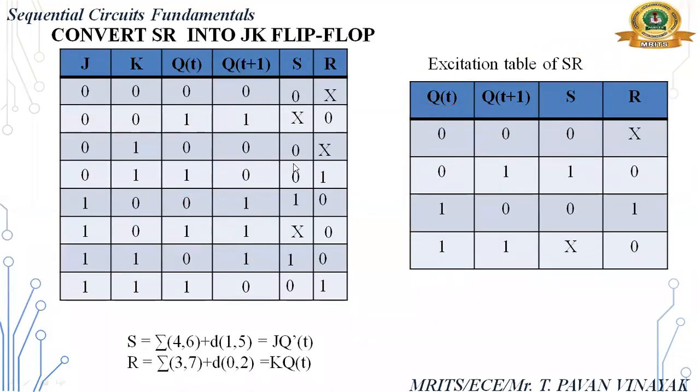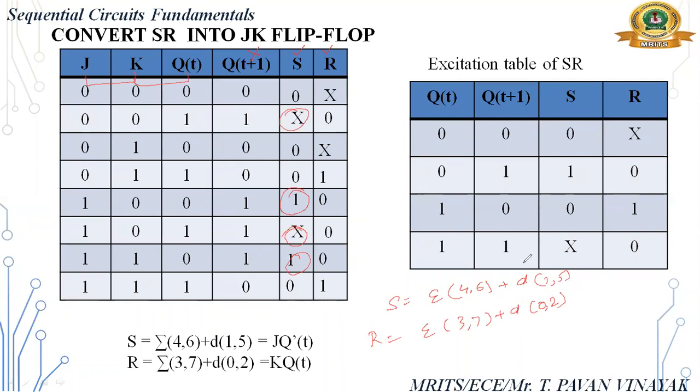See, these are the outputs. What are outputs here? S and R are outputs. Inputs are J, K, Q of t. So don't consider Q of t plus 1. So what is the S expression? Sigma 4, 6 plus don't cares 1, 5. The R expression is sigma 3, 7 plus don't cares 0, 2.